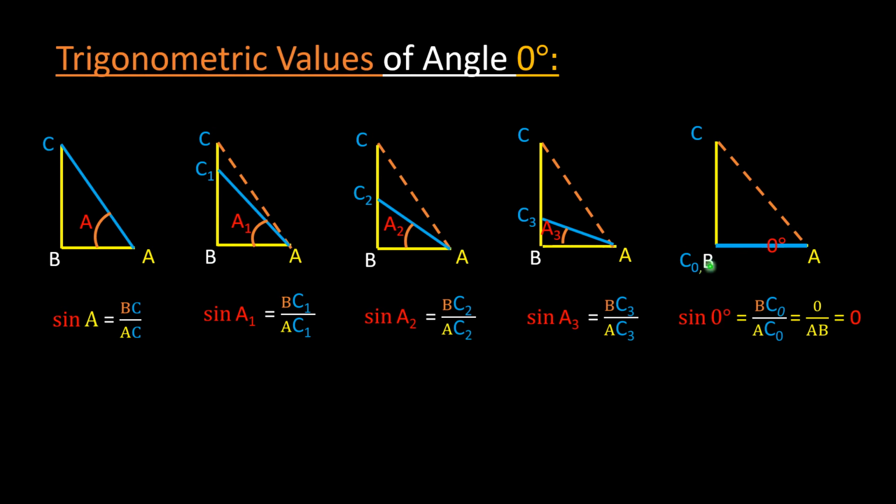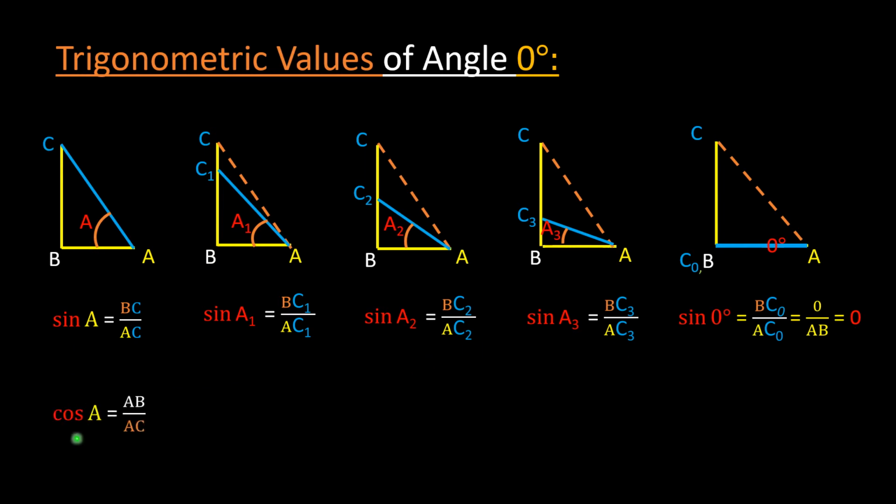And we write sine 0 degrees equals BC0 divided by AC0. BC0 are one and the same points, so this distance will be 0. AC0 is AB. So it will be 0 divided by AB, which is 0. So sine 0 degrees is 0.